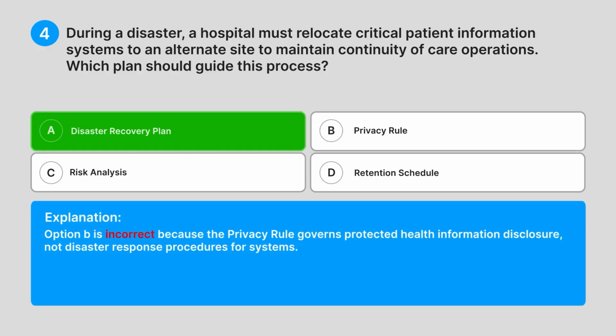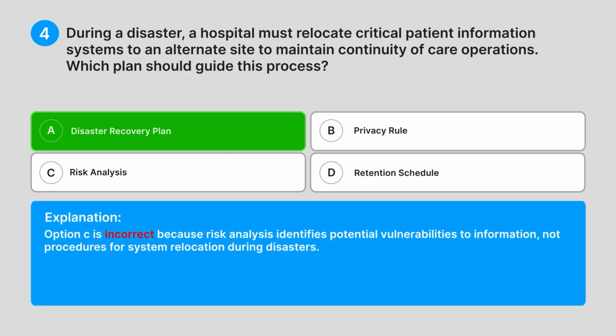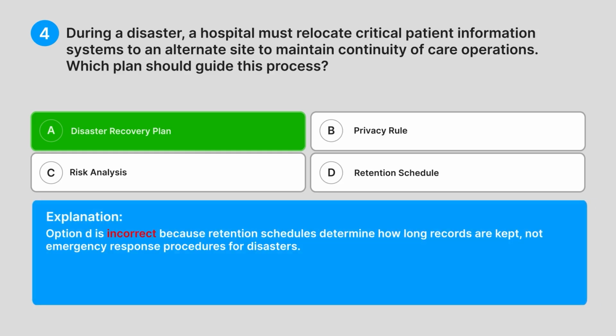Option B is incorrect because the privacy rule governs protected health information disclosure, not disaster response procedures for systems. Option C is incorrect because risk analysis identifies potential vulnerabilities to information, not procedures for system relocation during disasters. Option D is incorrect because retention schedules determine how long records are kept, not emergency response procedures for disasters.